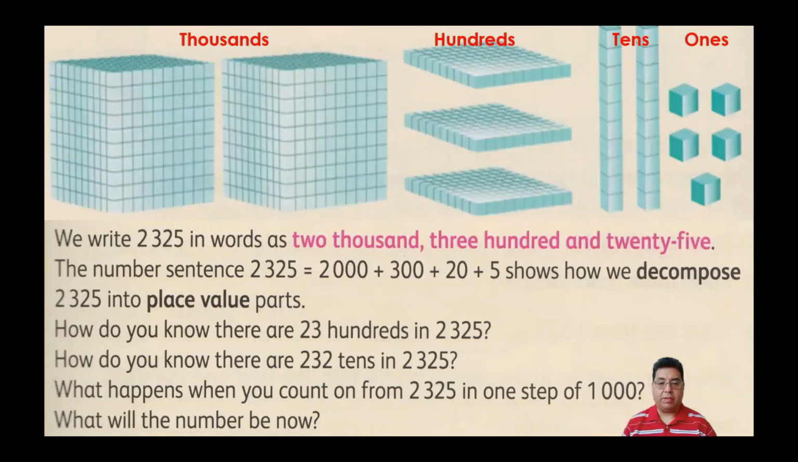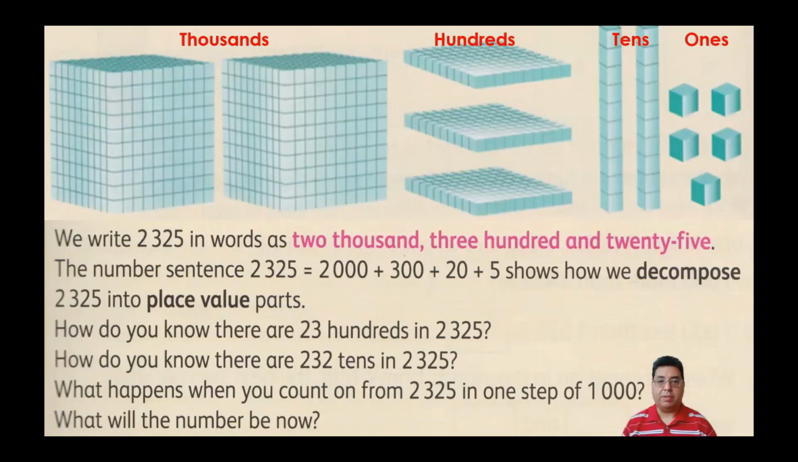Okay. The last question here, what happens when you count on from 2325 in one step of 1000? And again, please remember, count on means to count forward. You're going to count forward from 2325. When we count on from 2325 in one step of 1000, the number will be 3325.